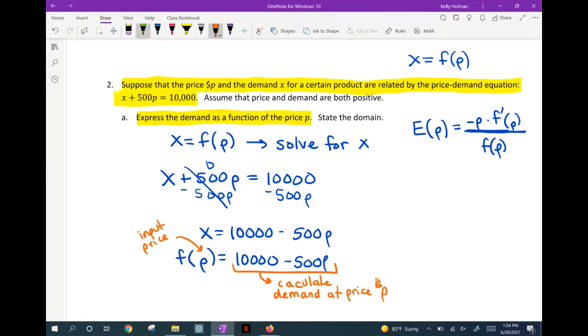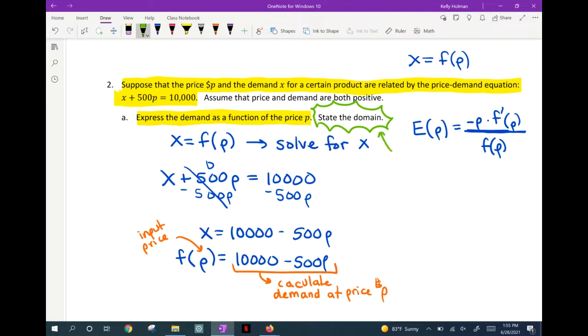Oh, and it's asking us to state the domain. That can be kind of tricky. But before I do that, any questions on just rearranging this? Why solving for X makes it a function of price? Okay, the domain is actually going to be a key piece of this problem later. So taking some time to talk about domain will help us with answers down the line. So let's talk about that.